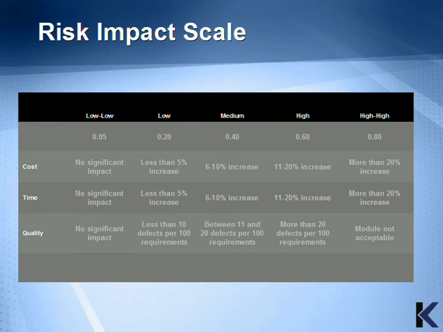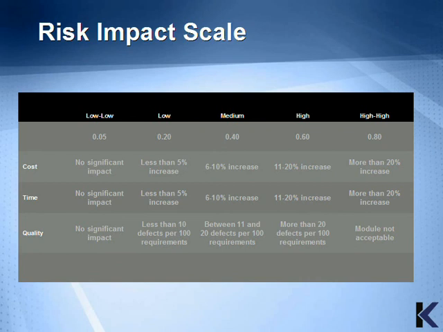Across the top, as I mentioned before, you see very low, low, medium, high, and very high. Down on the left side, you have cost, time, and quality. You can see that when there's no significant impact, it's assigned a low value of 0.05. If the project manager feels that it's less than a 5% increase of cost to the project, it's still assigned a low value, which is 0.20.